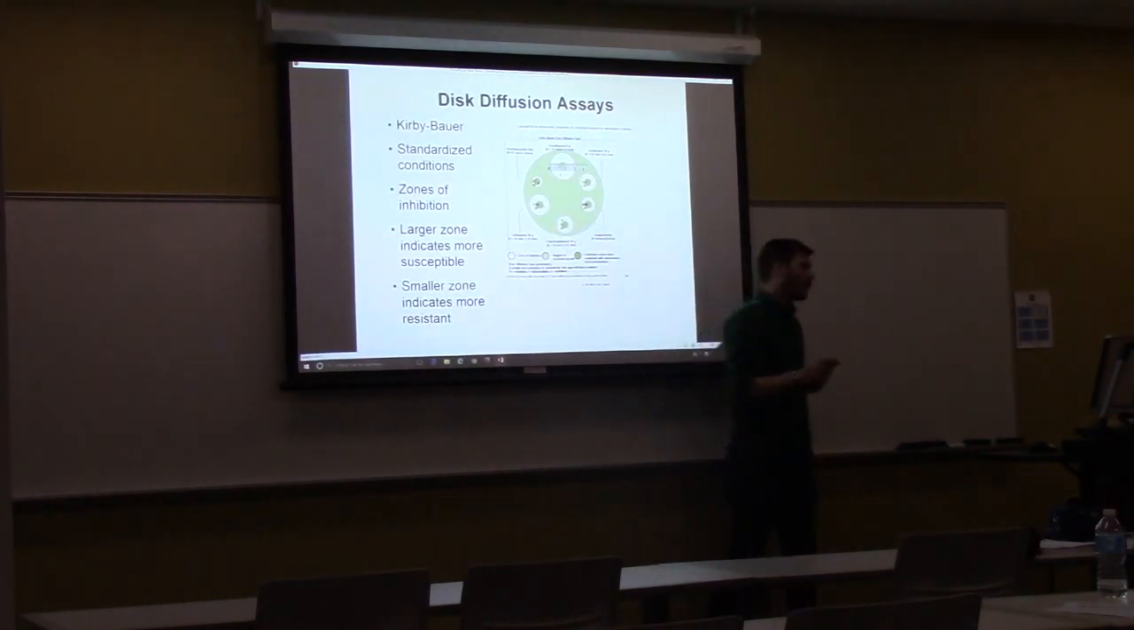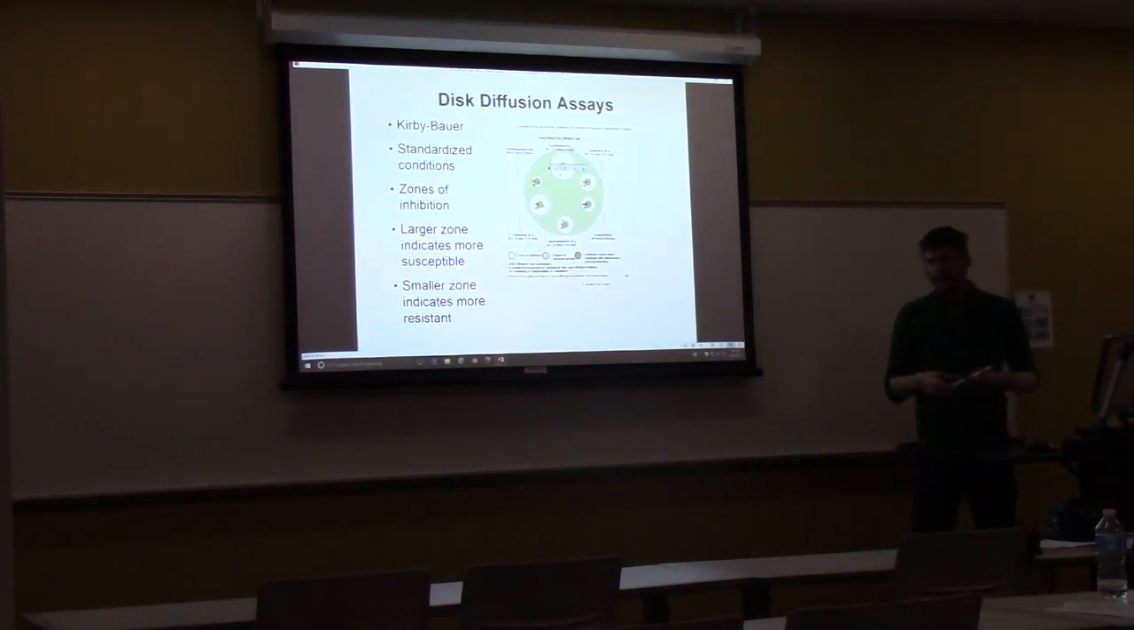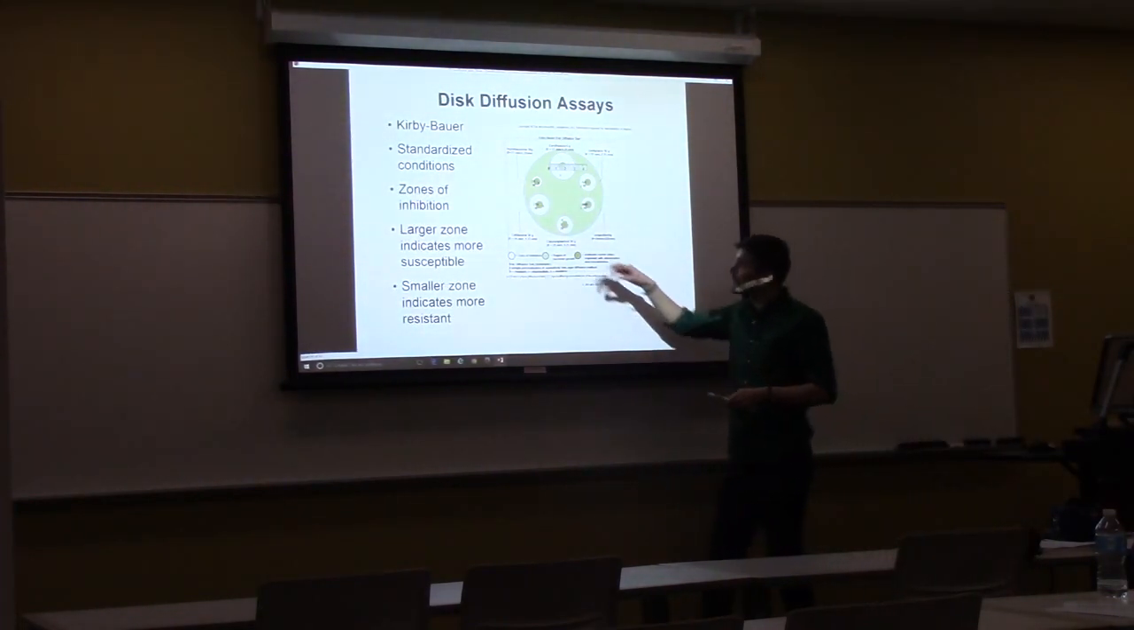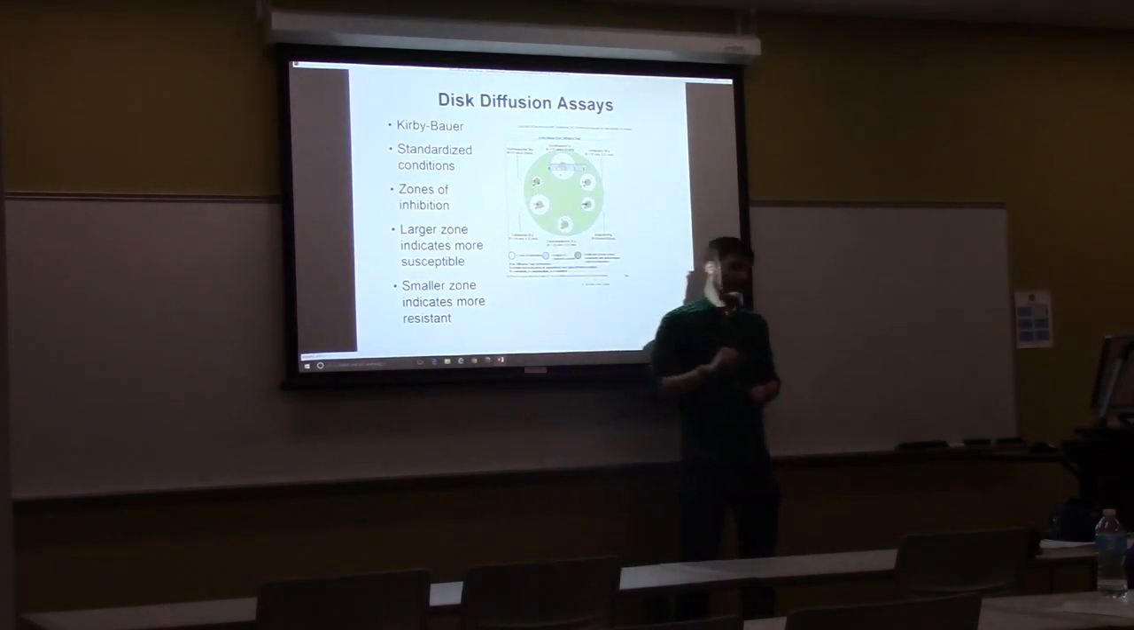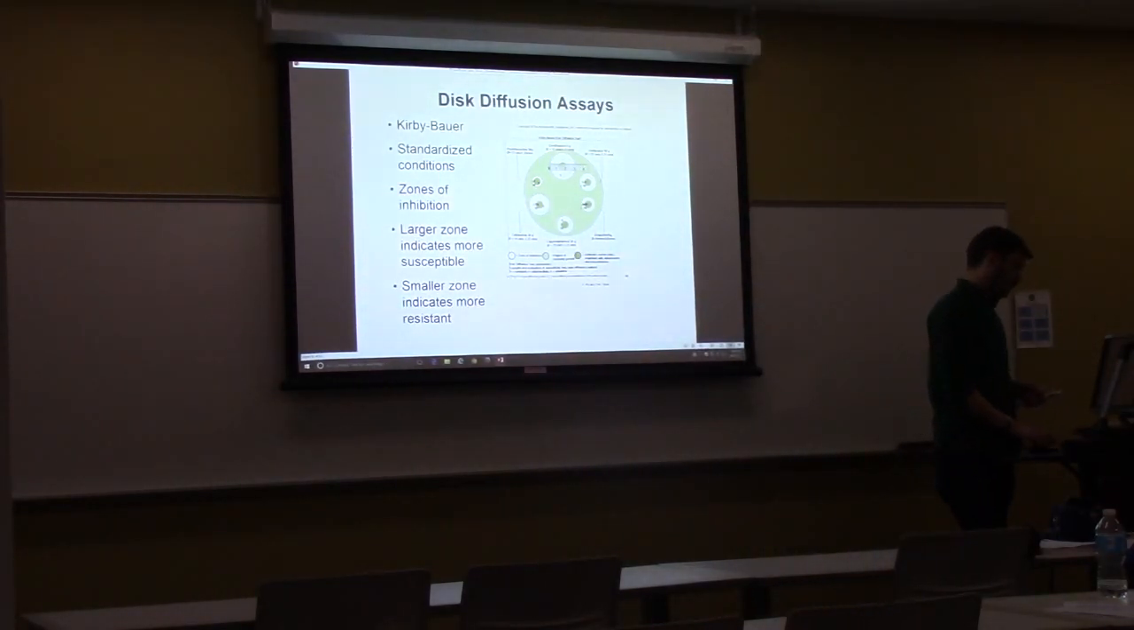Okay? The larger the zone of inhibition, the more susceptible the organism is to the drug. The smaller the zone of inhibition, the more resistant the organism is to the drug, because it can grow in very high concentrations of that drug.